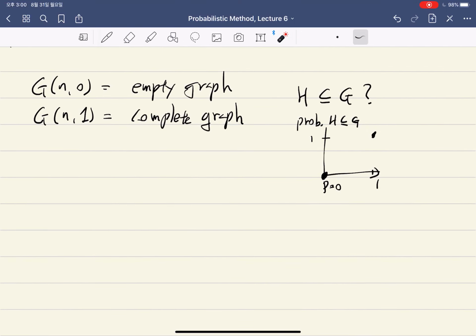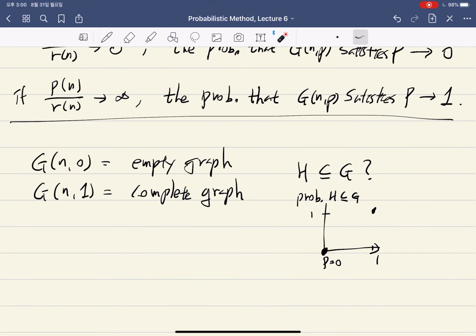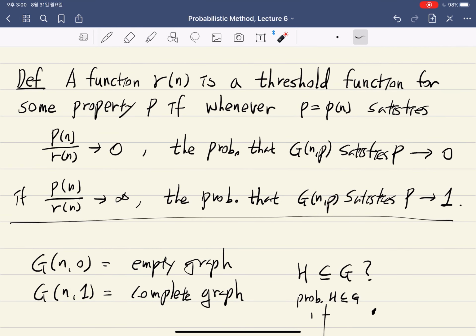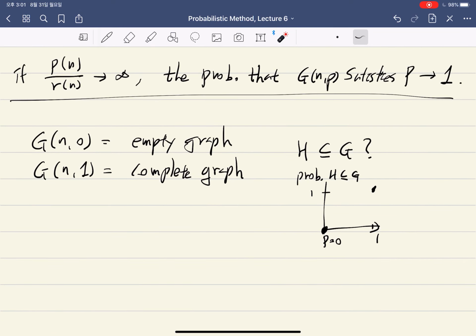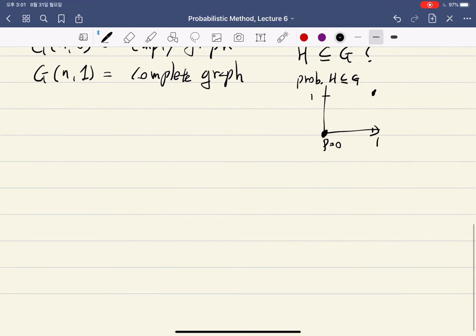And the answer is, it's actually later in the book, and I'm not quite sure whether we will cover that in this lecture. Many natural properties P have a threshold function. If you map many natural graph properties onto this graph, then it mostly looks this way. It's mostly 0 for a long interval here, and at a certain point it spikes up to 1, and then it stays there. So lots of natural graph properties have a threshold function.